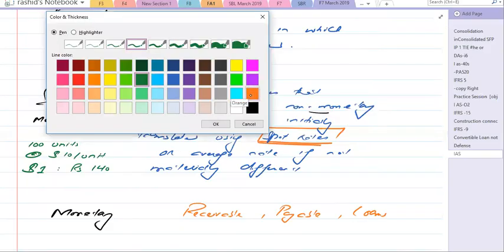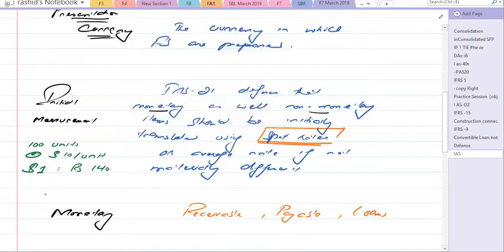So when you're going to convert it, for example, 100 units were bought. So the entry would be debit purchases, credit payables. So now 100 units multiplied by 10 gives you $1,000, and multiplied by 140, it gives you 1,40,000 rupees. So this is how it is initially translated.